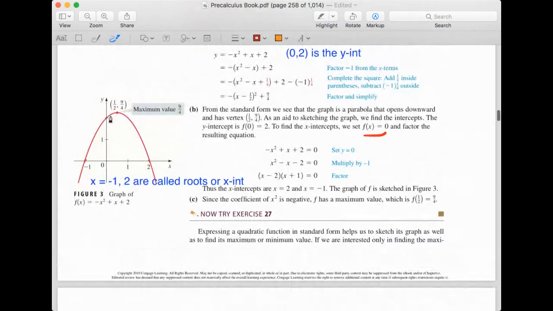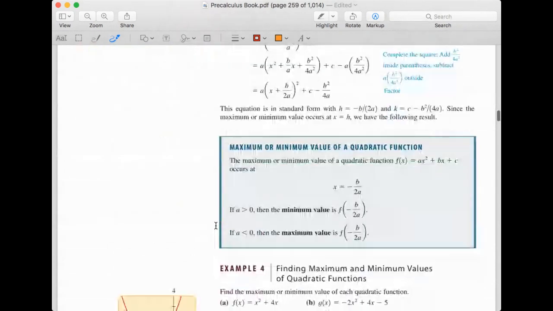And of course, once we find this vertex, the y value is the maximum. Right? So we see the maximum value is f of 1/2, 9/4. 9/4 is the maximum value. The maximum value is the highest y value. The graph is down, less than or equal to 9/4. So 9/4 is the biggest y value. Okay, any questions? That's how it gets its name.